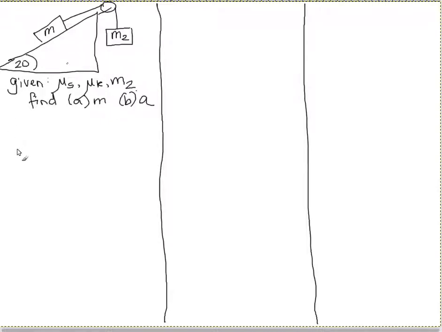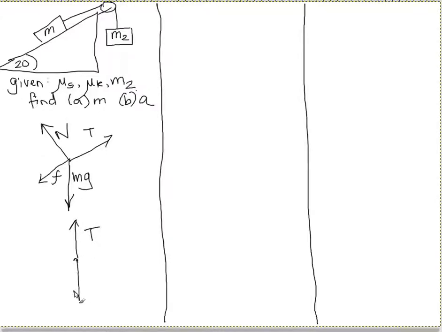So the first thing we're going to do, of course, is to do the free body diagrams. So here's for M, the mass that's sitting there on the hill. So it has mg pointing down. It has normal force going this way, and then tension going up the hill and friction going down the hill, like that. For the hanging mass, we have the tension going up and m2g going down.